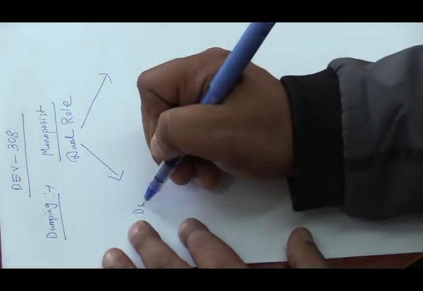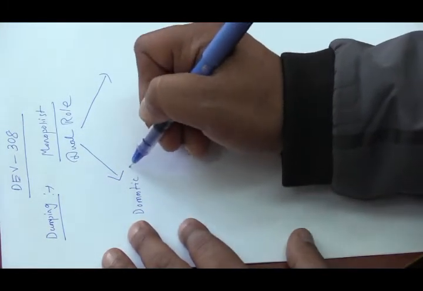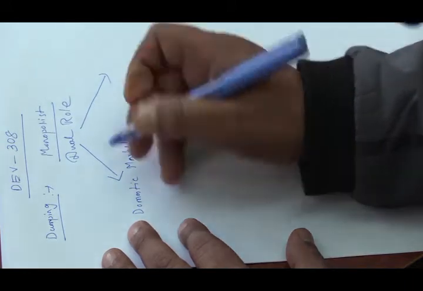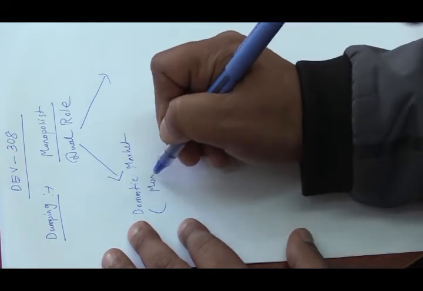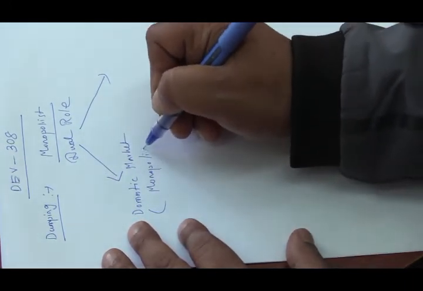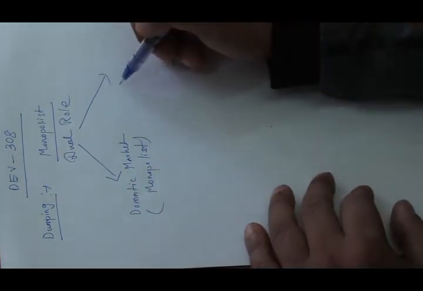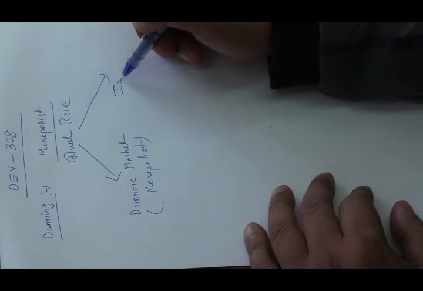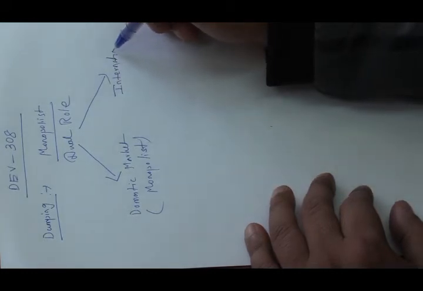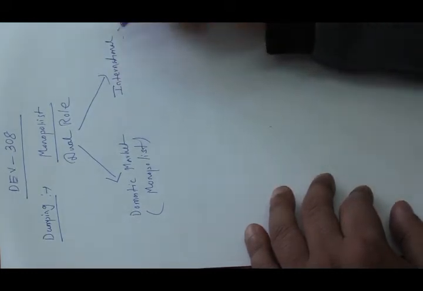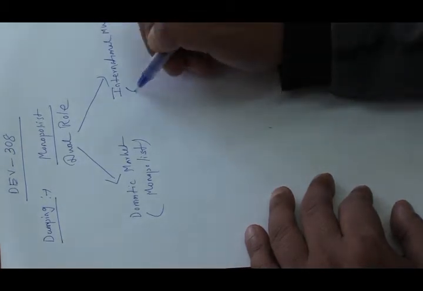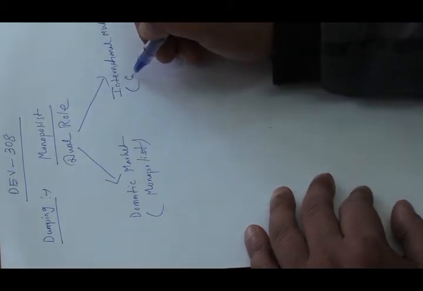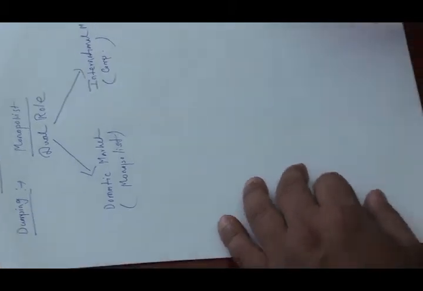He is operating in two different markets. One is the domestic market, in which he plays the role of a monopolist. And there is another market, the international market, in which he plays the role of a competitor.